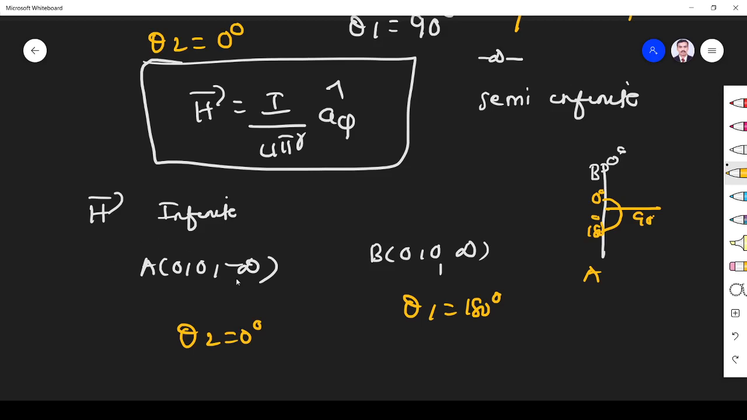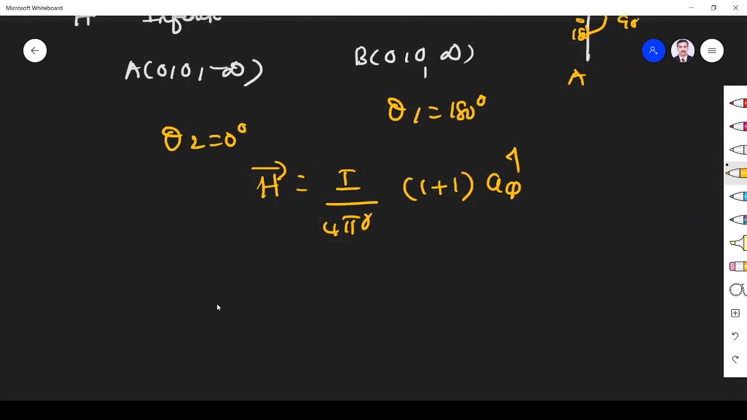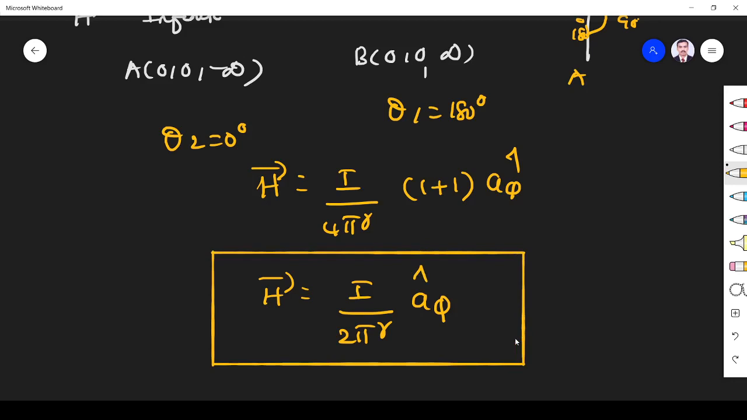Now H is equal to I by 4 pi r, cos theta 2, cos 0 is 1, minus cos theta 1. Theta 1 is 180, cos 180 is minus 1, minus minus plus, a phi. If you simplify, what you get is H is equal to I by 2 pi r a phi. This is the magnetic field generated due to an infinite current carrying conductor.